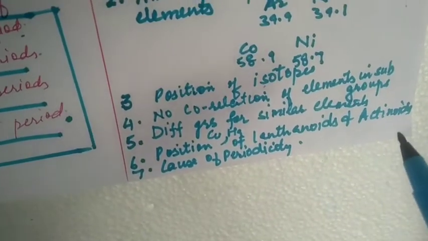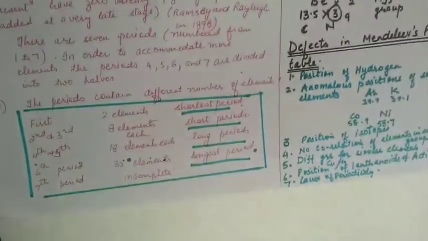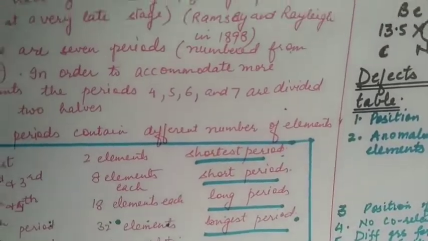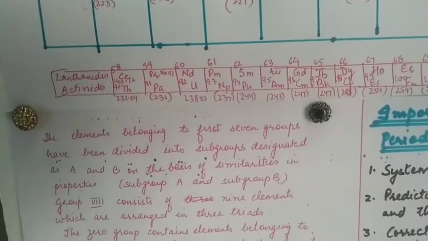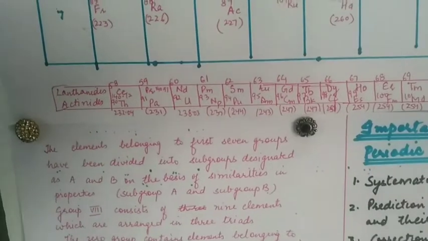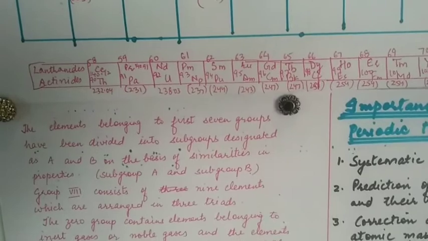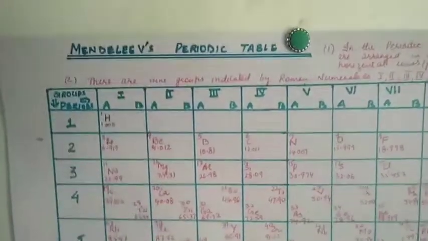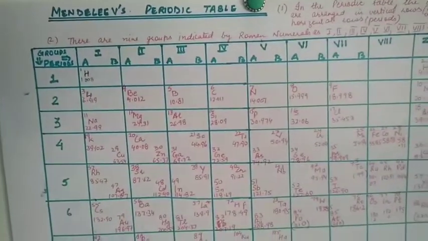Position of lanthanides and actinoids was also not correctly placed. They were placed at the bottom of the periodic table without assigning any proper reason why they are placed at the bottom. Then cause of periodicity: no proper explanation has been offered for the fact why the elements placed in a group show resemblance in their properties. This was found out later when the modern periodic table was devised.